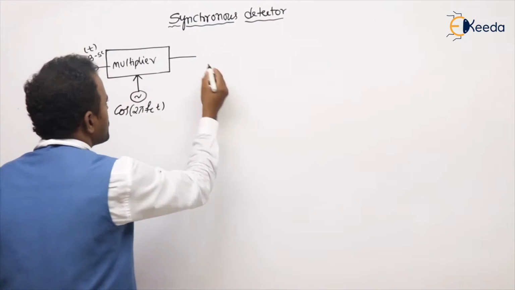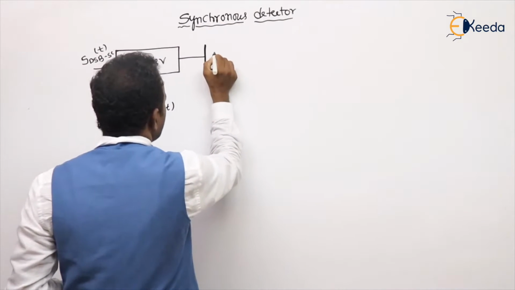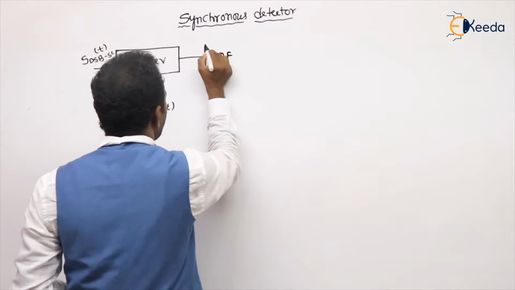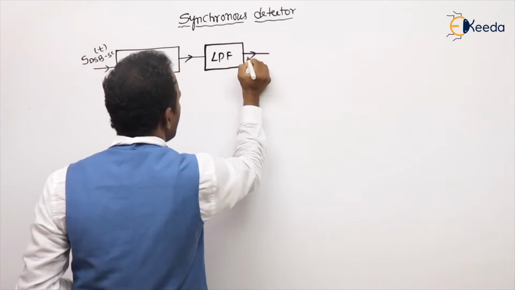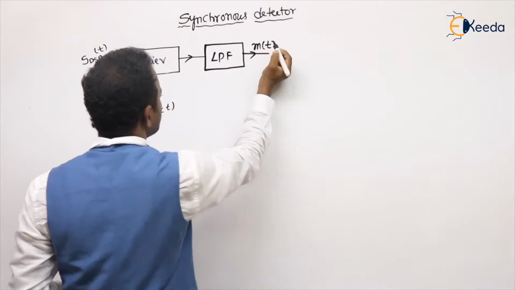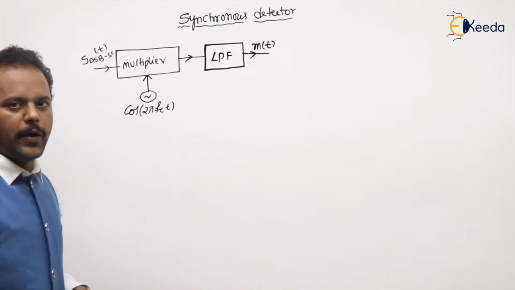Then, what is the last block, sir? The last block is nothing but a low pass filter to pass only our message. So, you will get m of t back. Got my point or not?